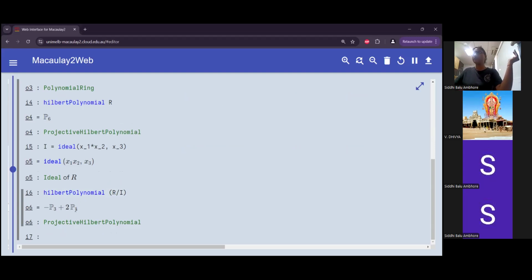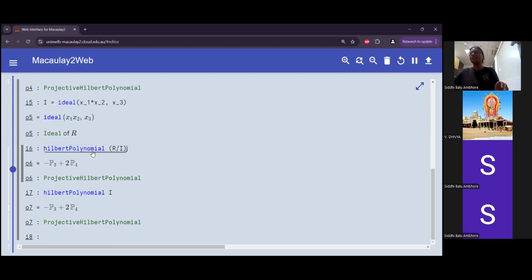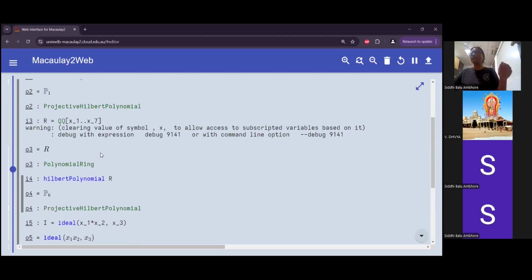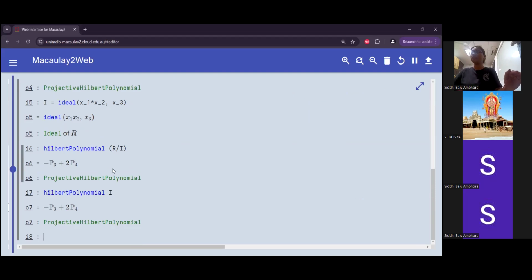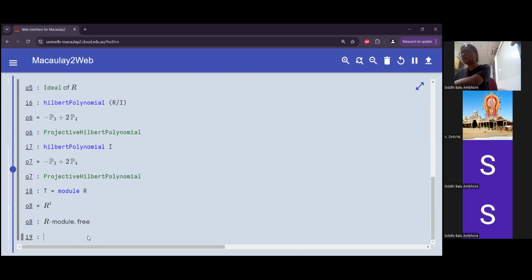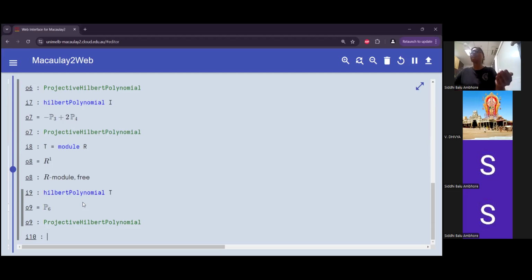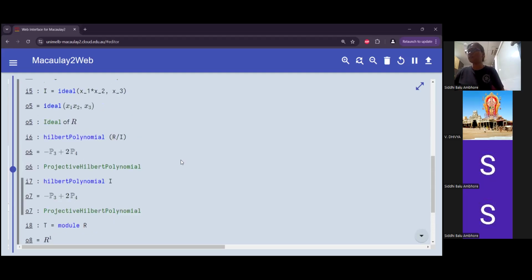So we can have such polynomials for rings, quotient rings, and also for ideals. I can just write the Hilbert polynomial of the ideal, and it gives the same, because when I write the Hilbert polynomial of I, it considers it as an R-module and works. We can also do it for a module. So I can just write T is equal to a module over R, then the Hilbert polynomial of T is again this, because R was my 6 variable ring. So we can calculate the Hilbert polynomial in Macaulay2 for rings, modules, quotient rings, and ideals. I hope this is clear for now.